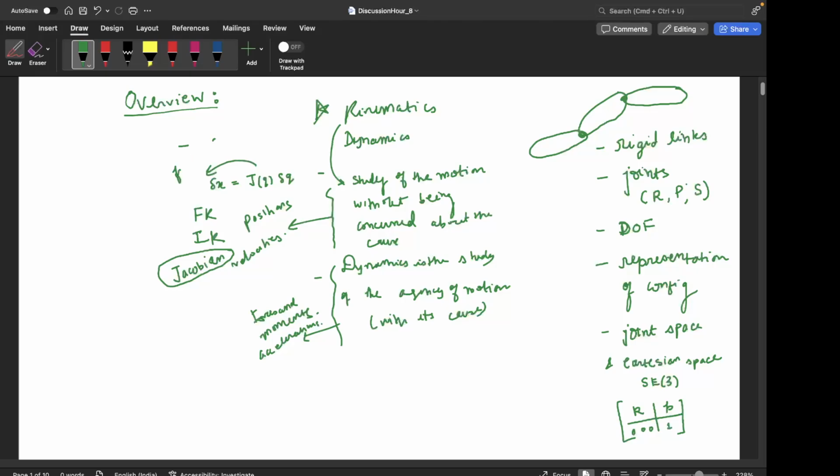And like any other quantity, Jacobians can also be transformed using rotation matrices. So if you have a rotation matrix that describes the relative orientation of the end effector frame with respect to the base frame, then you can very well transform the Jacobian itself and you need not calculate it separately.